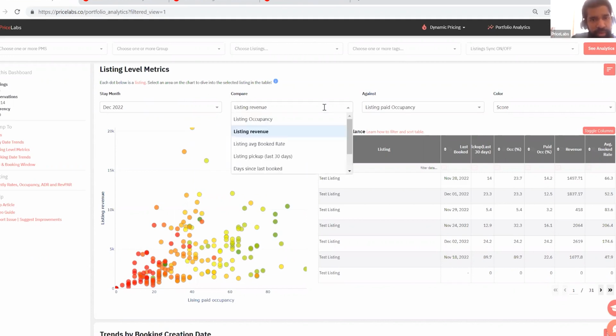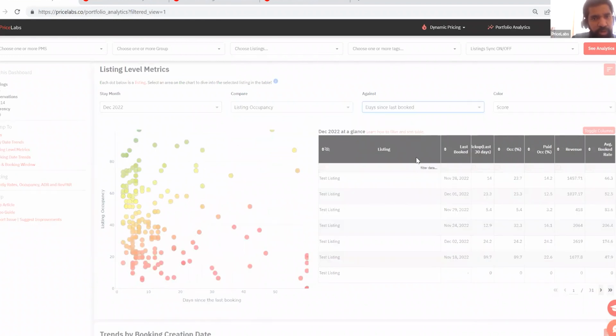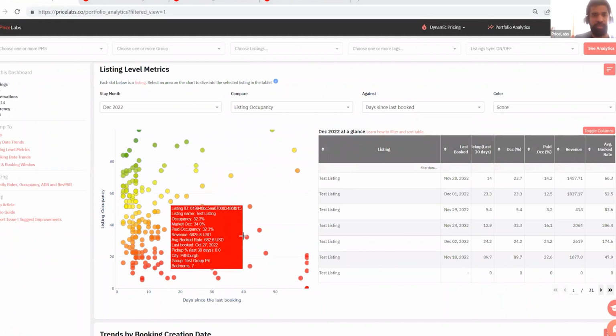Use case number 3: I may want to quickly see my listing occupancy and days since last booked. I can see that these listings, although their occupancy is low, are starting to get bookings. But these listings right here in the corner have low occupancies and haven't been booked for a really long time. I really want to understand what's happening. In these cases, it's rarely pricing. It's more to do with how they're distributed, what they look like, their messaging, etc. So you really want to understand those.